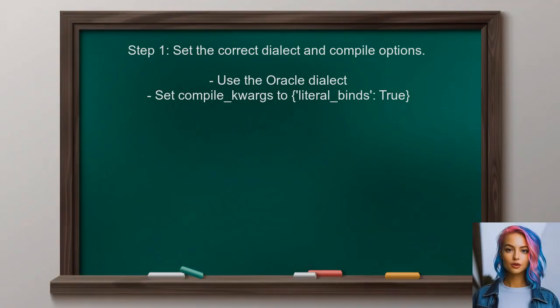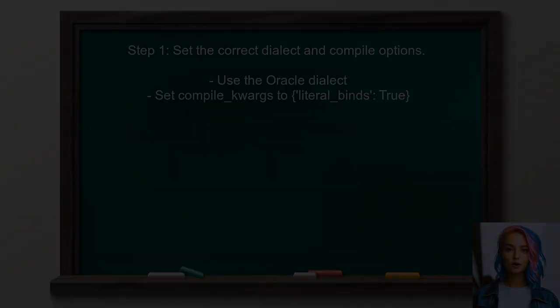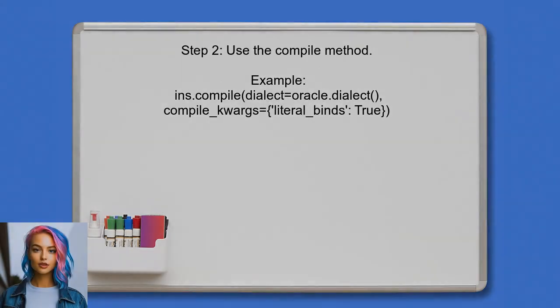To pretty print SQL statements in SQLAlchemy, the user should first ensure they are using the correct dialect and compile options. This will help format the output more clearly. Next, the user can utilize the compile method on their SQLAlchemy statement. This method allows for customization of how the SQL is generated.